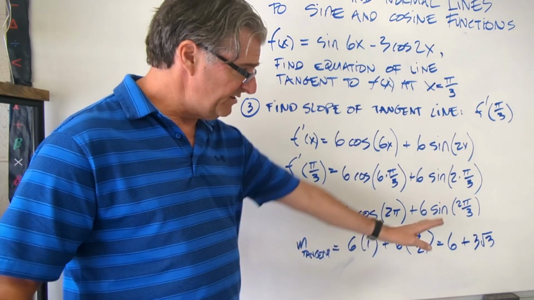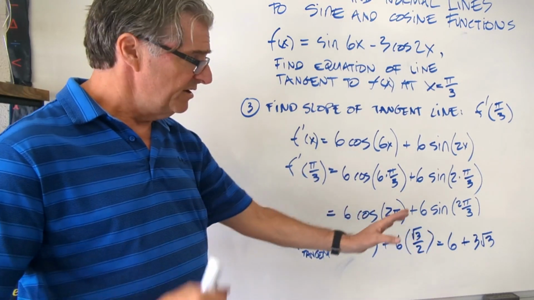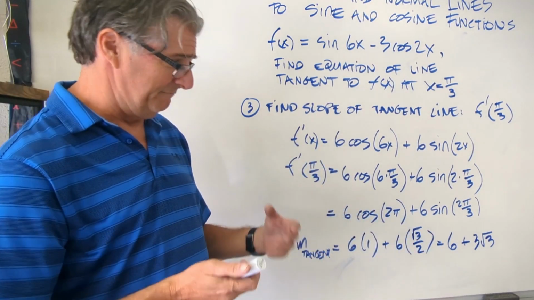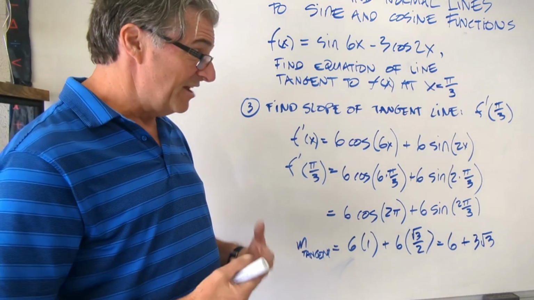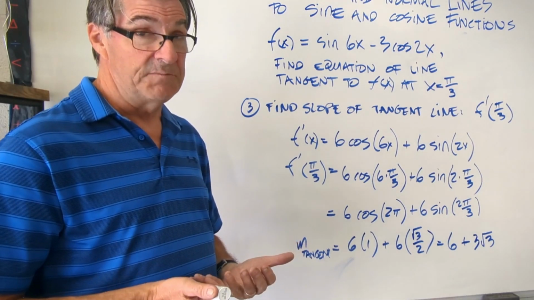Don't worry, that's a perfectly good slope. You don't need to freak out because it's got 2 terms and a root in it. That ultimately is just one number that's a slope.